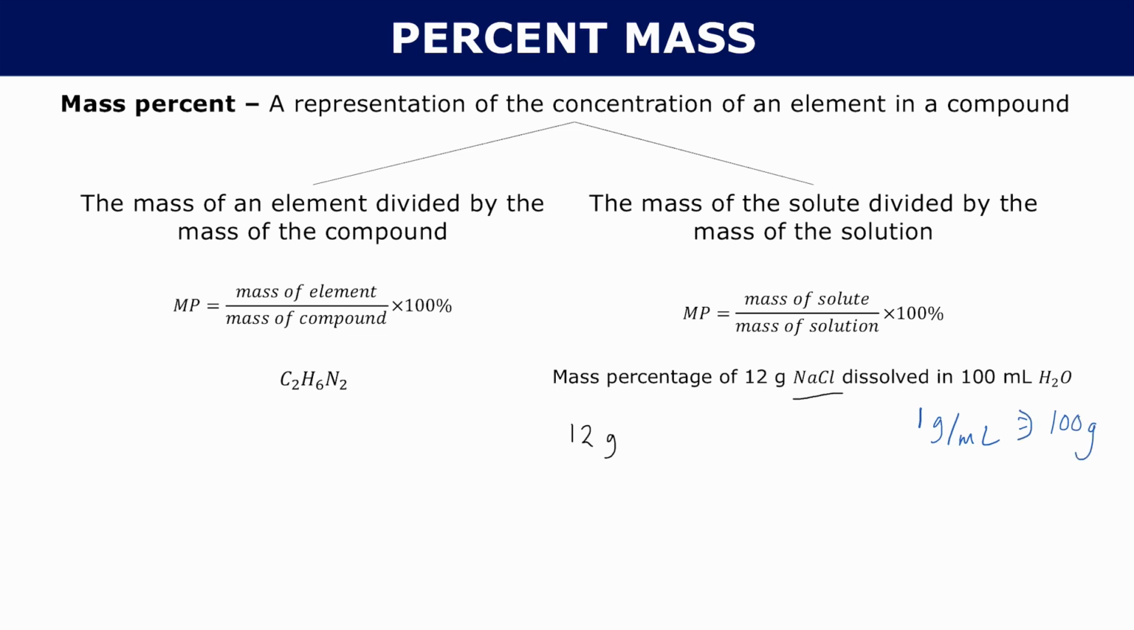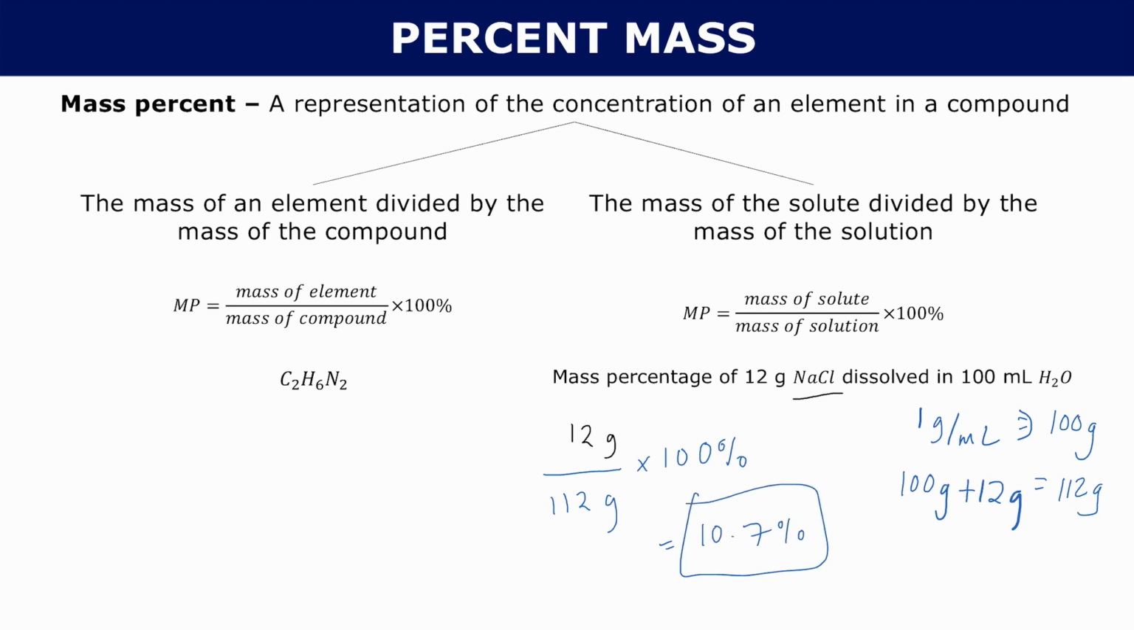But the solution isn't just 100 grams. The solution is the water and the sodium chloride. So to 100 grams, you have to add the 12 grams of the sodium chloride, and that's 112 grams. So the denominator is 112 grams. That's the mass of your solution, and you multiply this figure by 100%. That'll come out to about 10.7%. So this solution is 10.7% sodium chloride by mass.